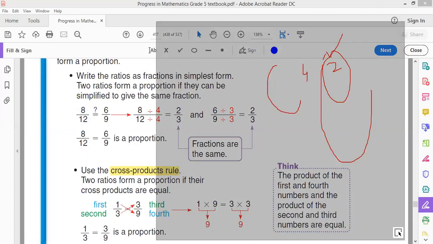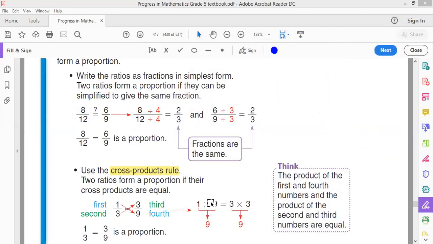Teacher, I didn't understand. Like 8 over 12, will it be equal to 6 over 9? Yes, we want to check them. Are they equal or not? So we will take the first fraction and simplify it into simplest form. And also look there, as they did it here.